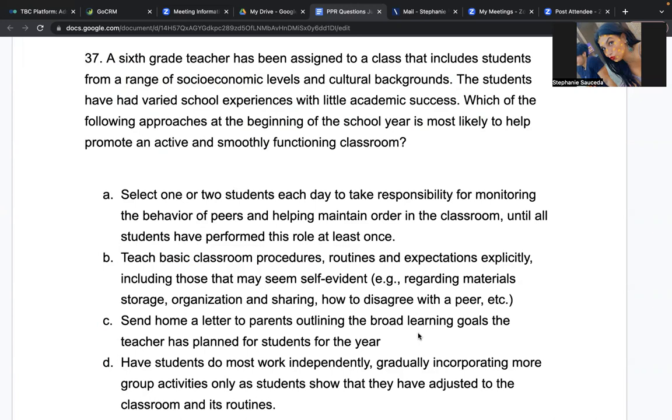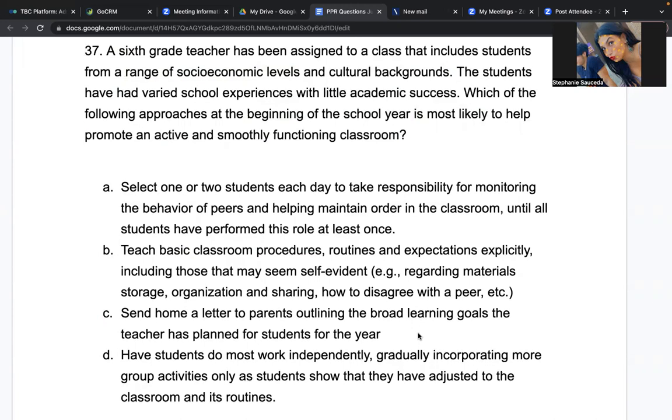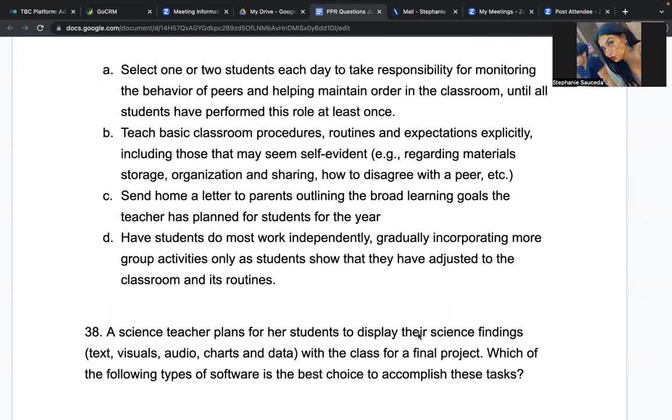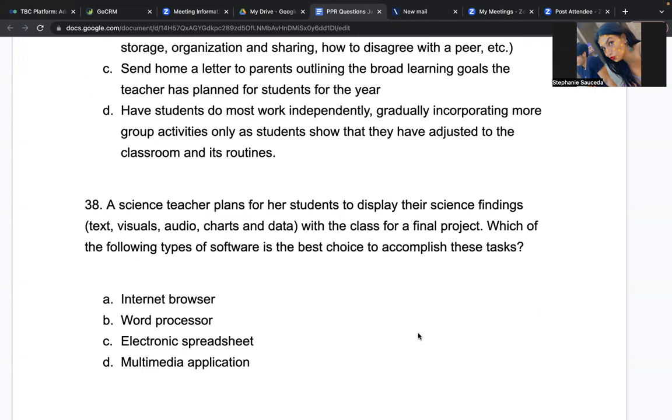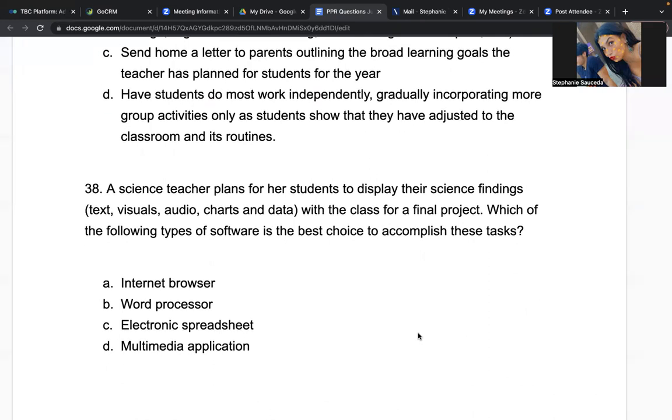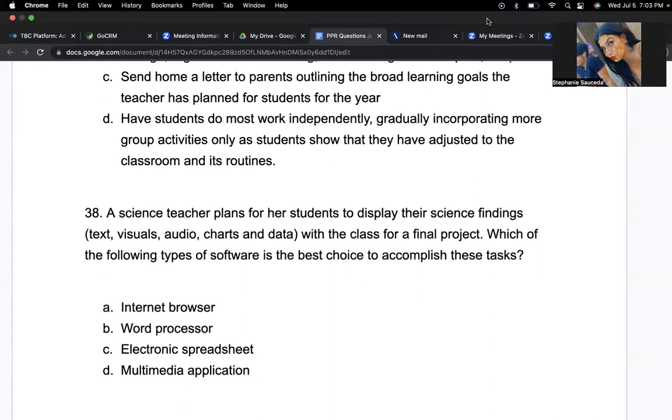And have the students do it and show each other so that they can see how best to disagree respectfully. So here we have a science teacher plans for her students to display their science findings, text, visuals, audio, charts, and data with the class for a final project. Which of the following types of software is the best choice to accomplish these tasks?